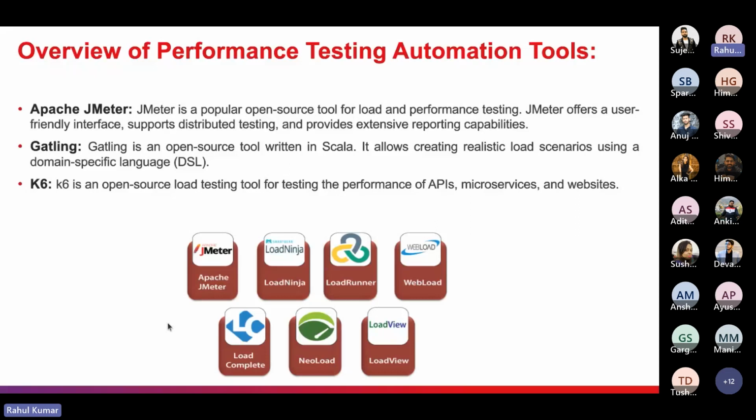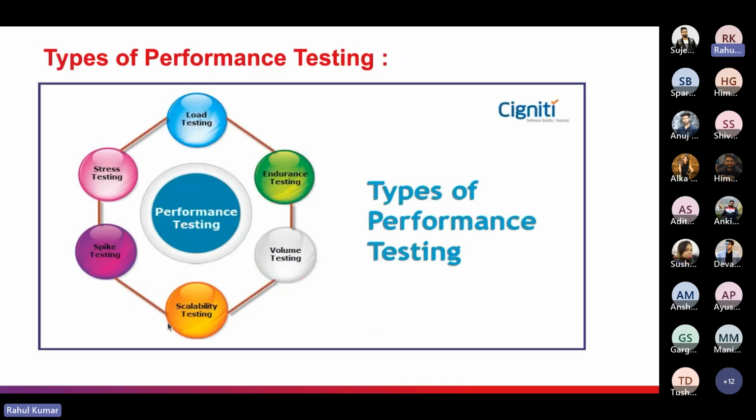So we prefer K6 over Gatling. We also have other tools like LoadNinja, LoadRunner, WebLOAD, LoadComplete, NeoLoad, and LoadView. These are also tools available in the market that are used for performance testing. But the three mentioned above are the main and most used in the market. So we can choose the tool on the basis of our requirements. After that, we will discuss the types of performance testing. In performance testing, we discuss scalability, responsiveness, and load, and how the load is implemented on the system.